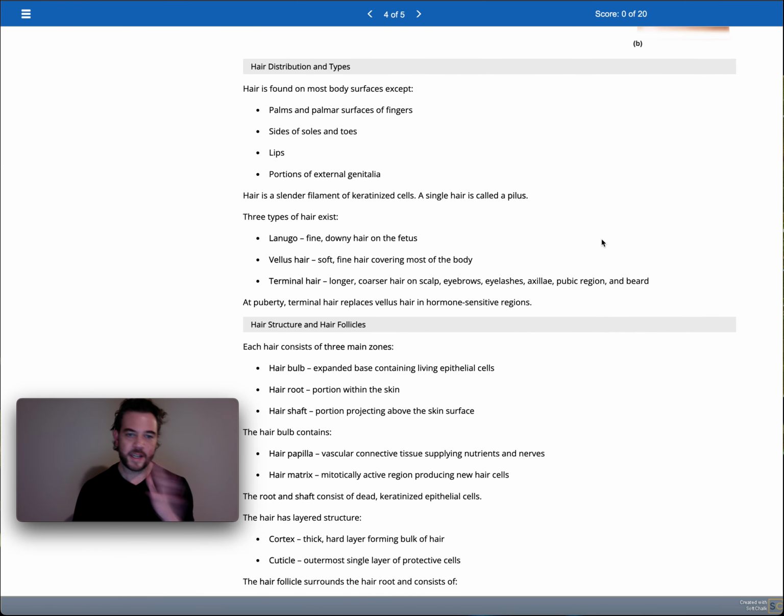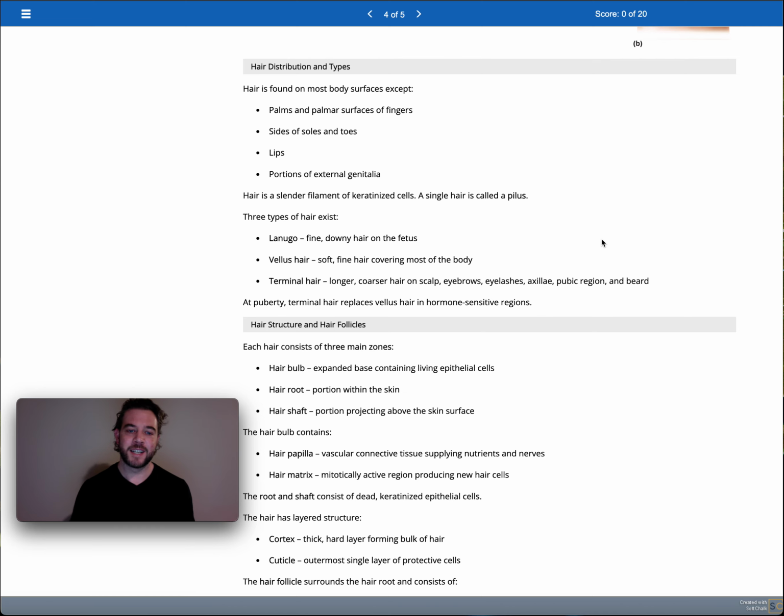Hair is found on all body surfaces except for the palms and soles of the feet. The lips and some of the external genitalia aren't going to have any hair, but for the most part, it's distributed all around your body. Definitely not evenly, but all around.